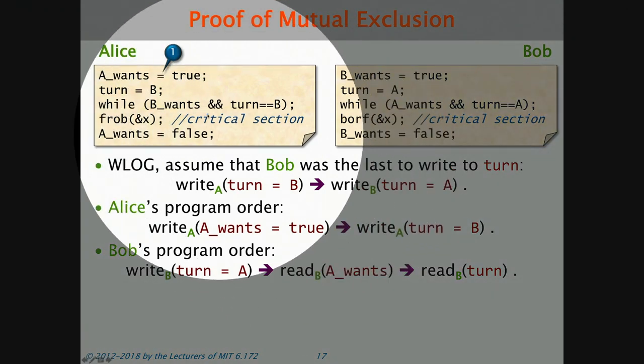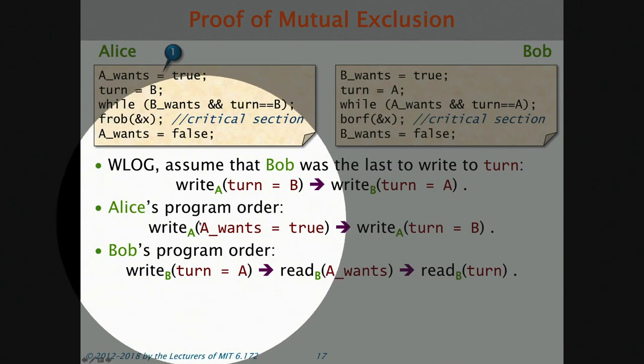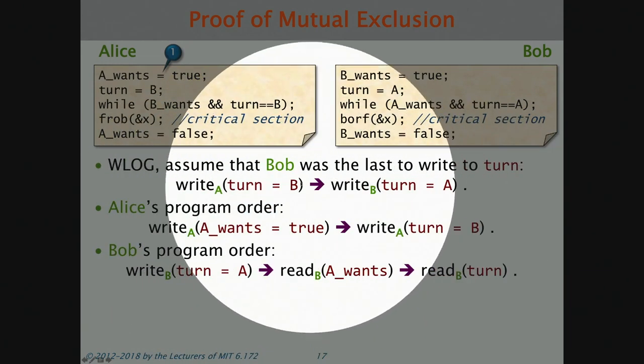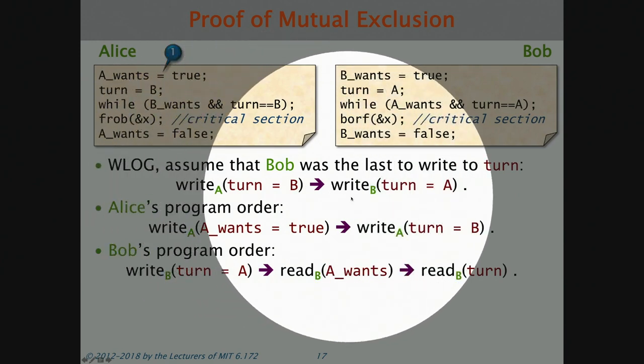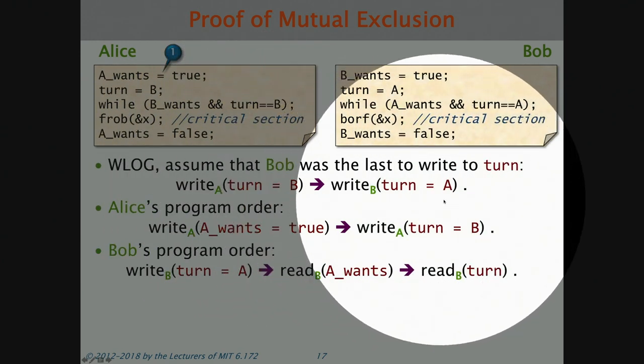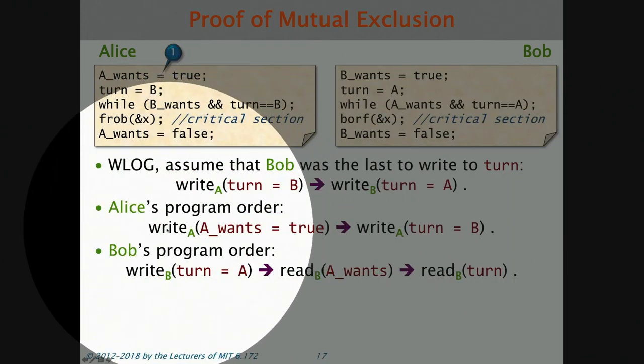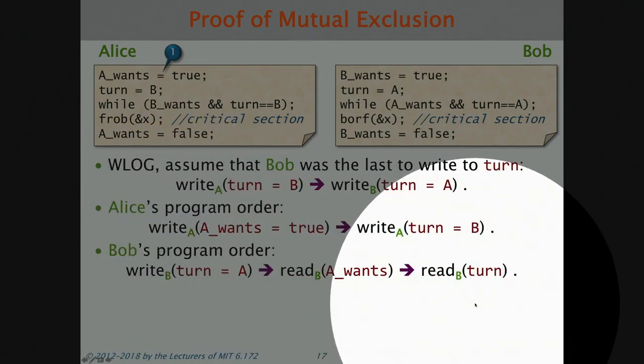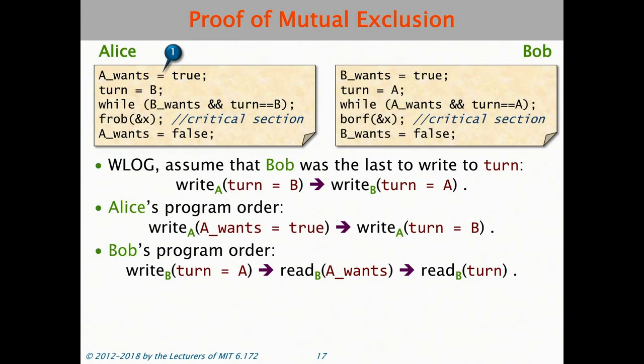So that instruction, Alice wants is true, comes before the A turn equals B. So it comes before the B turn equals A, right? So do you see the chain we've established? Okay. You see the chain? Yeah.